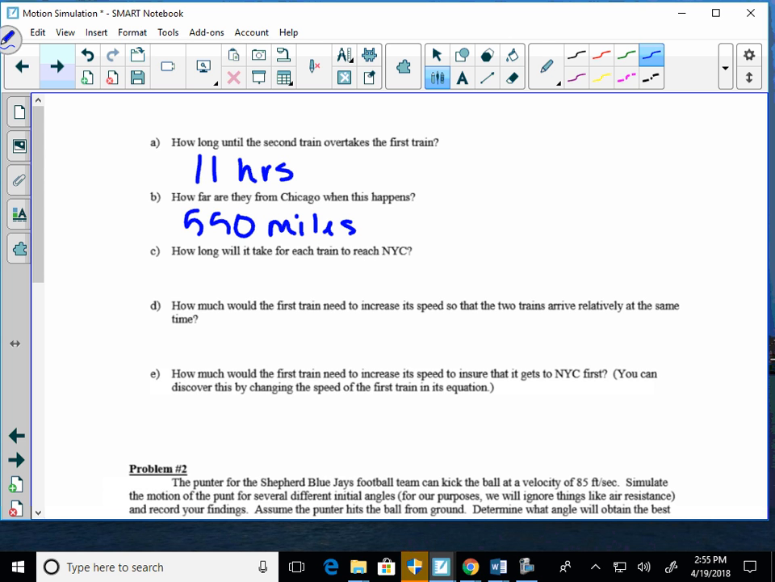Okay, how long will it take for each train to reach New York City? So what we can do is, on the first train, cursor down until we get to 850. And so how long does it take the first train to reach New York City? 17 hours. Okay, the second train is a little bit more tricky because it's 825 and 880.